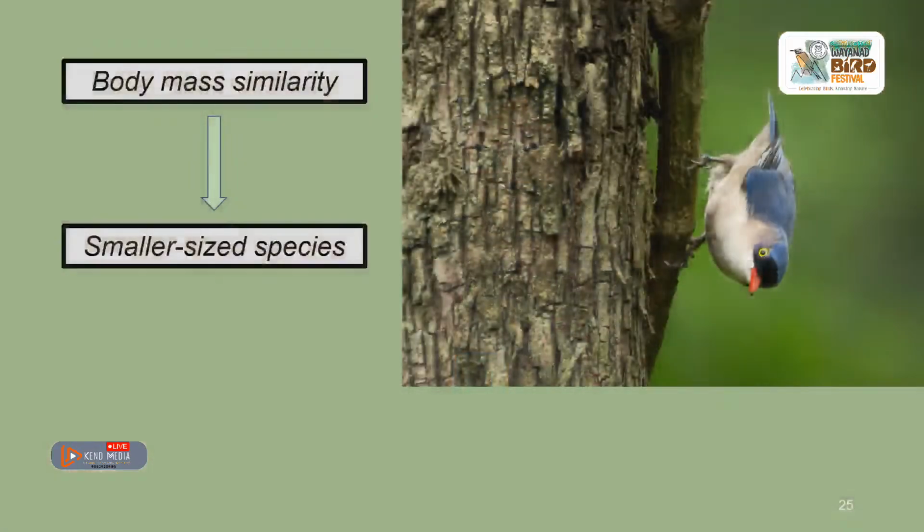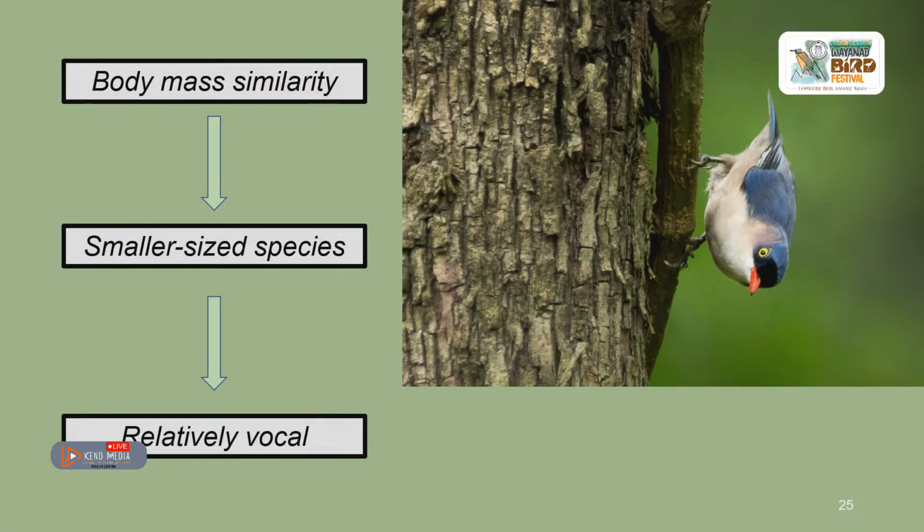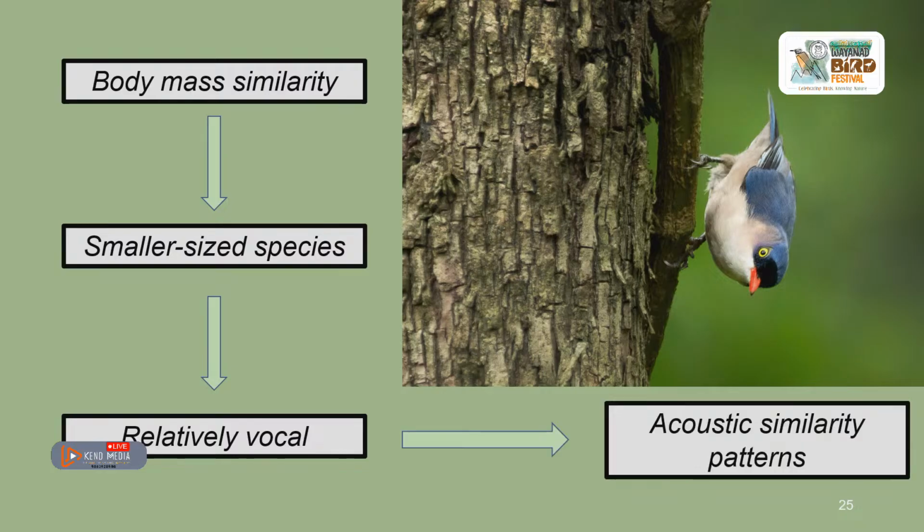Now what do we have? We have similar size species flocking together, and these are mostly composed of smaller size canopy species, which are also relatively more vocal. What does it mean? It means that there is a high risk of masking each other's information when all of them are calling together, which makes it interesting for us to explore whether there are acoustic similarity patterns similar to what we have observed with morphology.